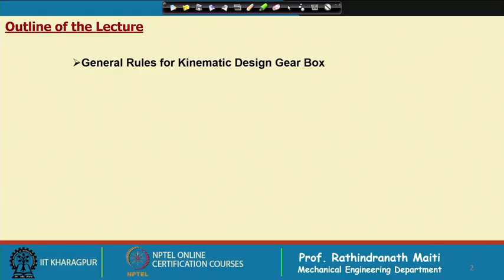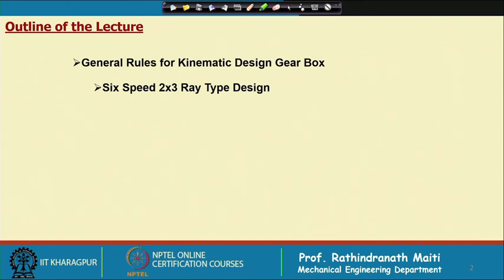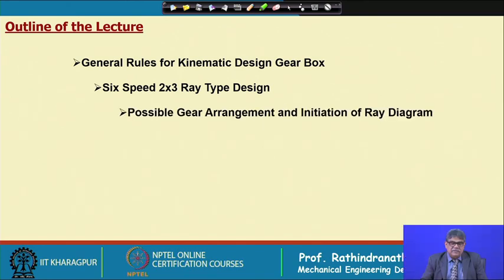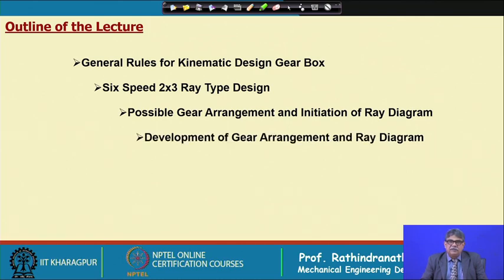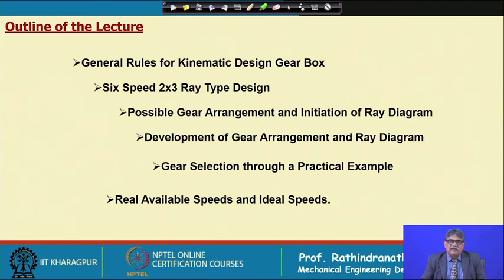Now, in this lecture I shall cover general rules for kinematic design of gearbox, 6 speed 2x3 ray type design, possible gear arrangement and initiation of ray diagram, development of gear arrangement and ray diagram, gear selection through a practical example, and finally, real available speeds and ideal speeds.